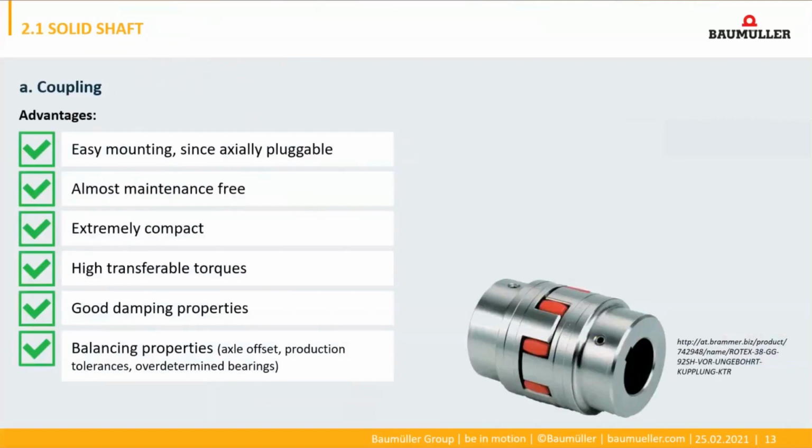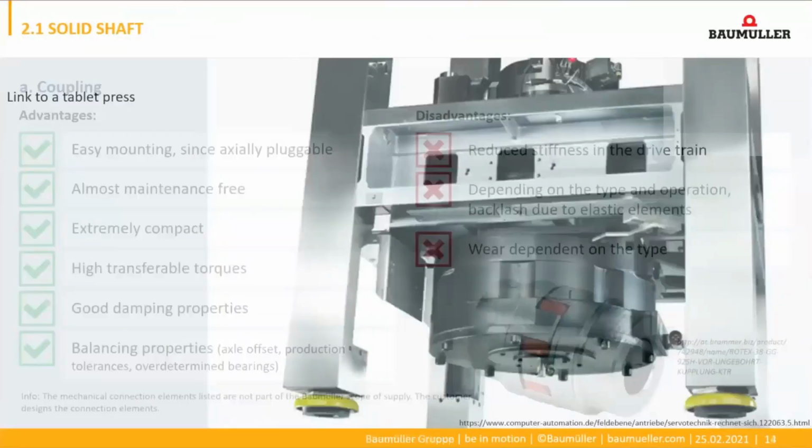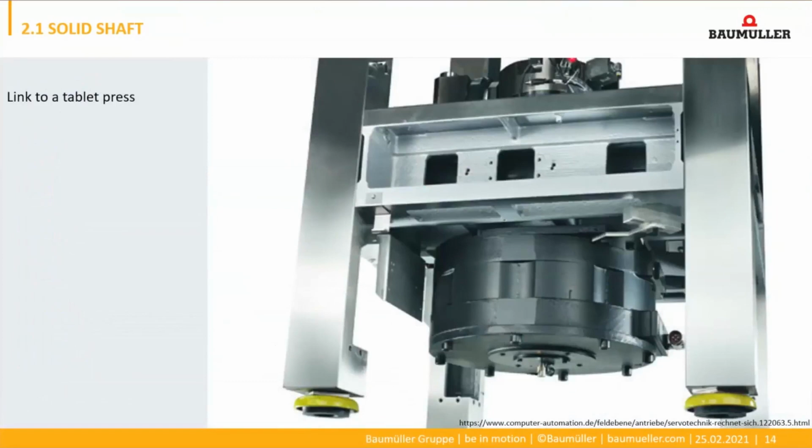But of course, it has also some disadvantages. Reduced stiffness in the drivetrain. Depending on the type and operating, we have backlash due to the elastic elements, which you can see here in red. It's also because of the elastic elements. Here you can see an additional application example for the coupling. We have a tablet press which is used in the medical industry. Here is our motor, and it's connected inside of the machine.